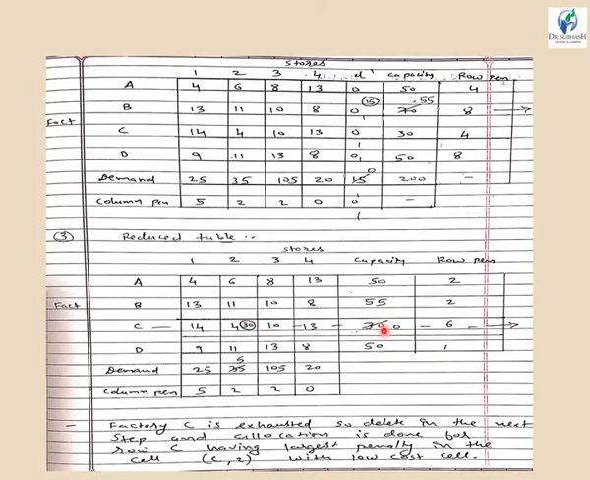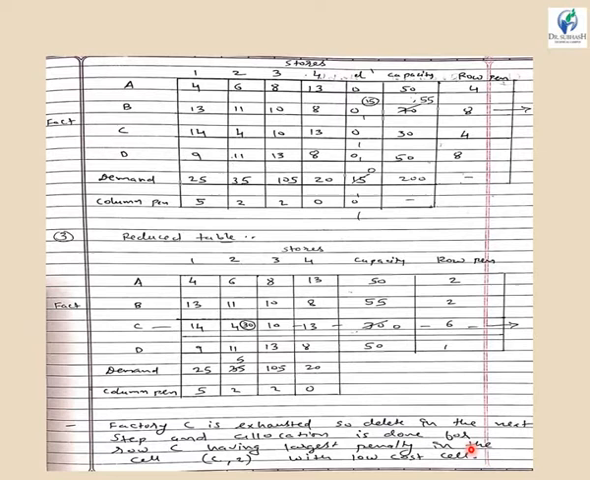So now you can see this C factory's capacity is exhausted. So we will delete that row when we draw our next table. That will be our reduced table, and still here the demand remains 5. So factory C is exhausted, so it is deleted in the next step, and allocation is done in the row C having the largest penalty, in the cell with cost 4, the lowest cost cell. That is what I have explained.